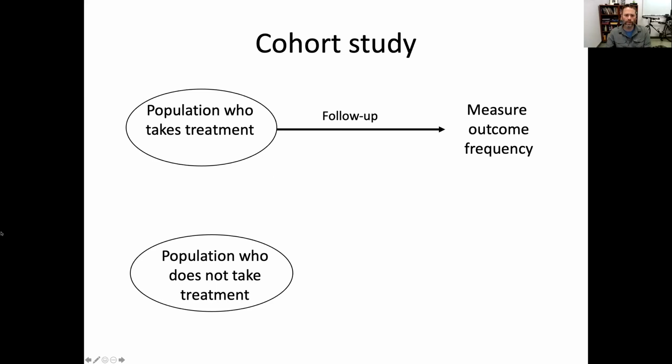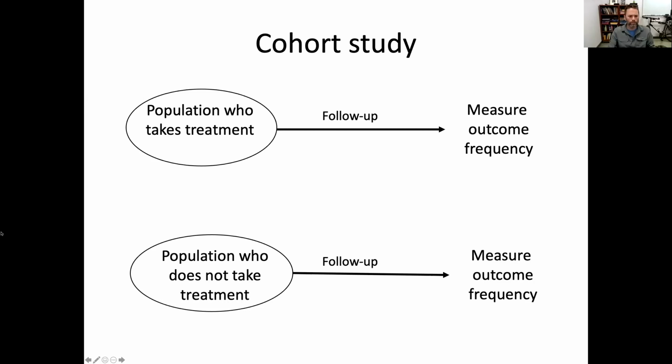So cohort studies, not sure why that keeps happening. Cohort studies are just like randomized trials. They're exactly the same thing, except that you didn't actually randomize anybody. You have two groups of people. You have people who chose to take some sort of treatment, and you have people who chose not to take it.